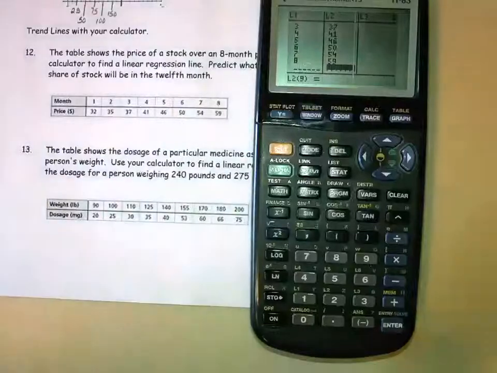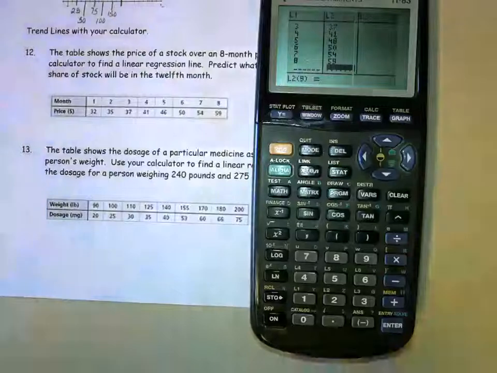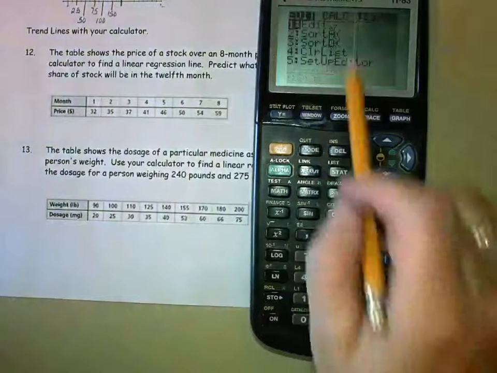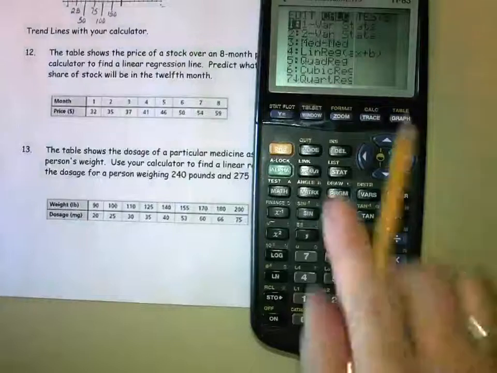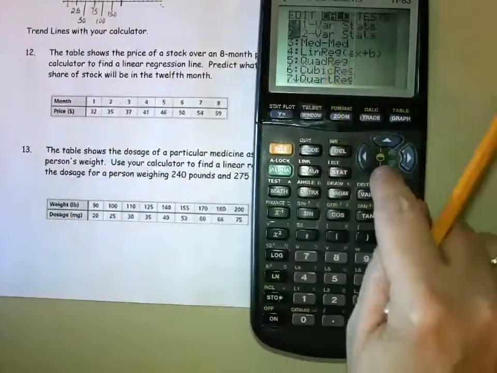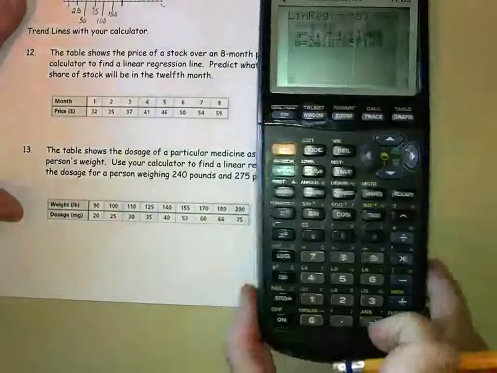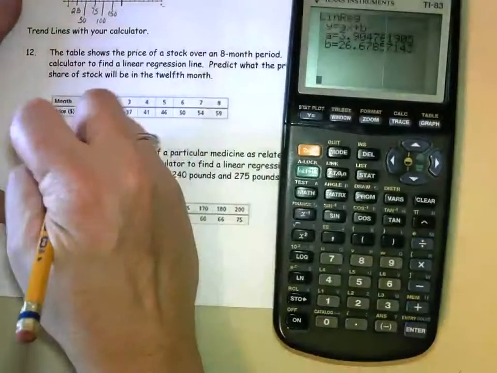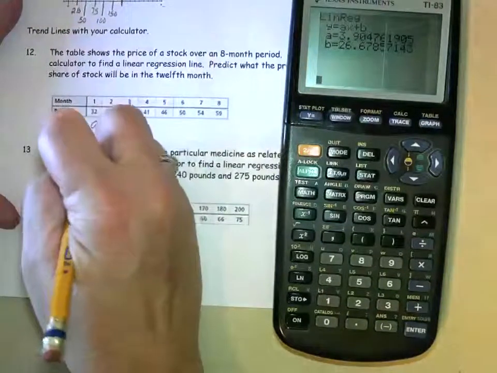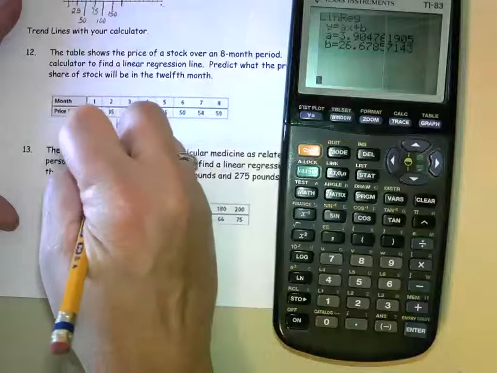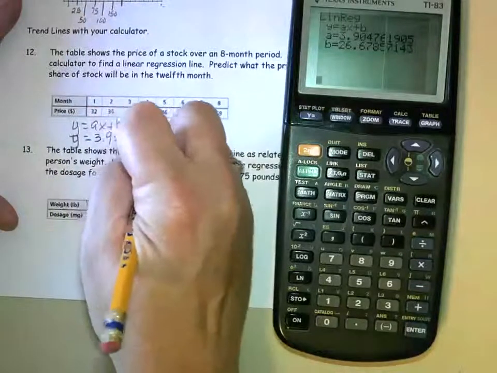So we just entered all of those numbers in, and now we need to go back to Stat, and now we're going to calculate, and we want the linear regression line. So come down here to number 4 and hit enter, and this gives us y equals ax plus b. A is 3.9, and B, I'm going to call it 26.7.